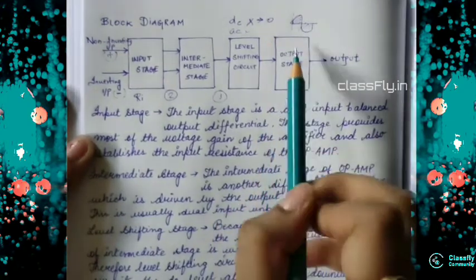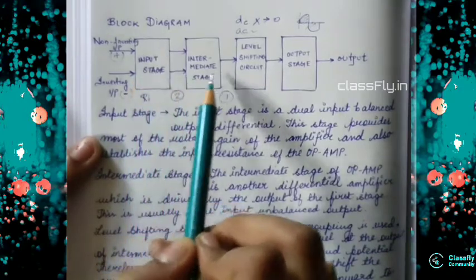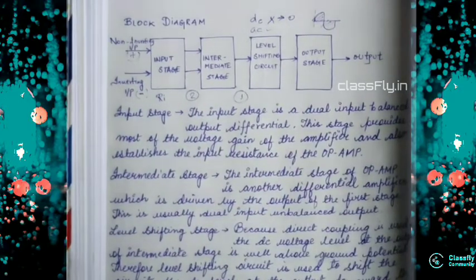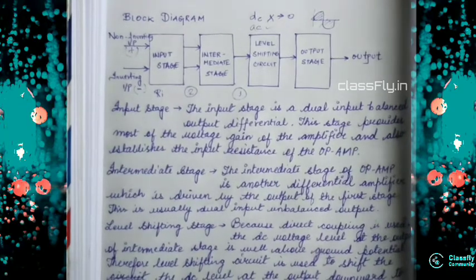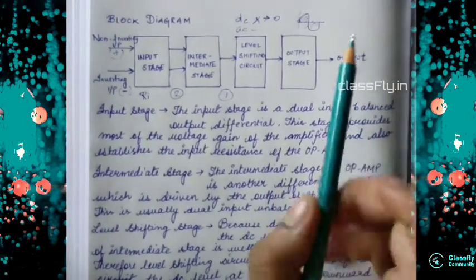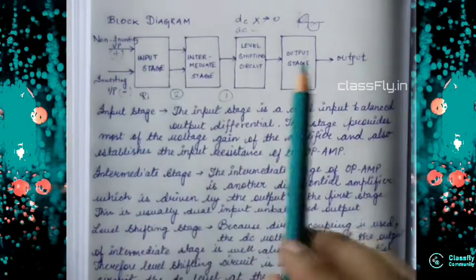So this is the fourth stage, and basically these four stages are the basic stages and the internal working of the op-amp, and at last we will get our output.